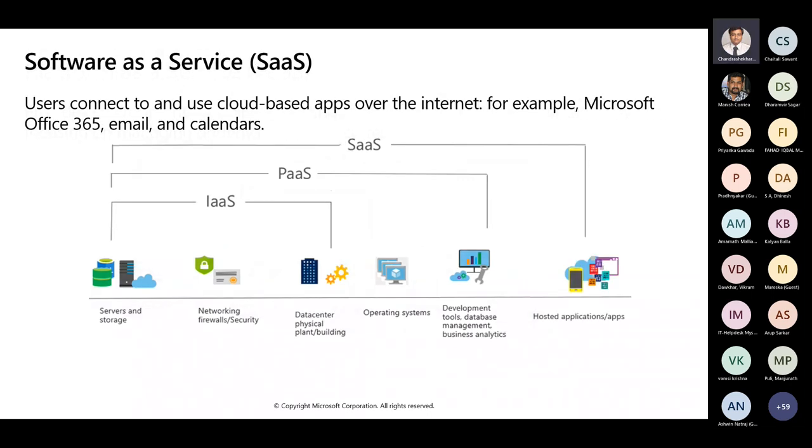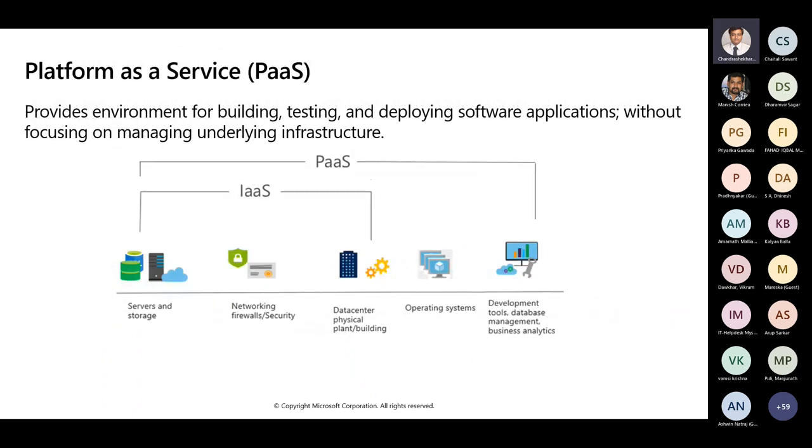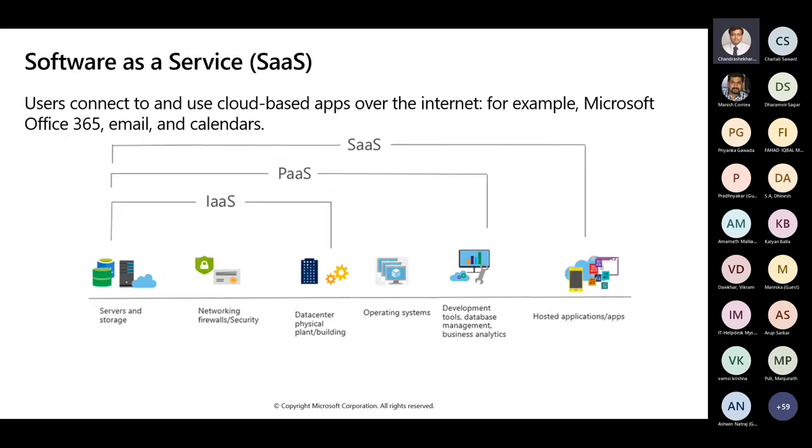There is something called SaaS also. On PaaS, you can get the services and use them in your application. SaaS is an application of which the whole care is taken by your cloud vendor. Users connect to and use cloud-based applications over the internet, for example Microsoft Office 365, email and calendars, applications like Facebook, WhatsApp. All of those are available on the cloud in the form of SaaS. So SaaS represents the software.